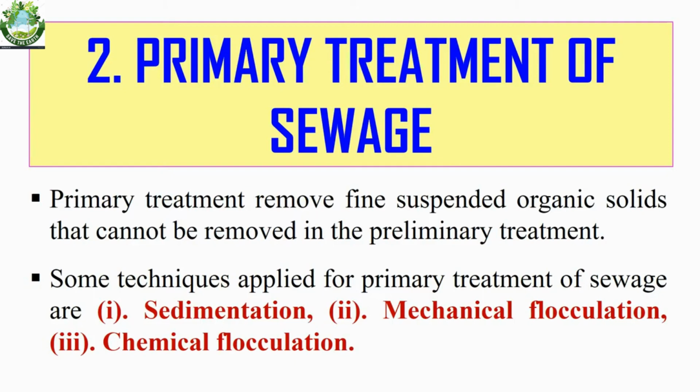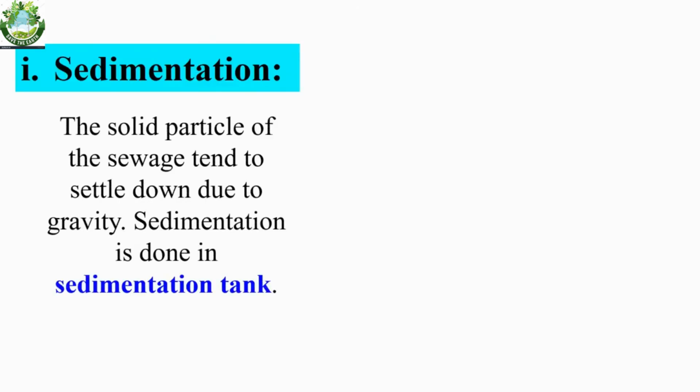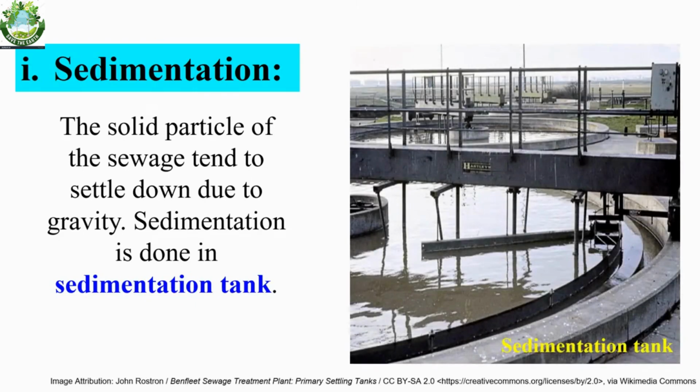So let's discuss them. First, sedimentation. As the name indicates, here the sewage water is allowed to stand in a pot or in a ditch, and then due to gravity the solid particles settle down. The tank used for this purpose is known as the sedimentation tank, and the solid particles settle down at the bottom. The process of sedimentation is influenced by the size, shape and specific gravity of the particles, besides the viscosity and flow velocity of the sewage. So sedimentation is simply holding the sewage water for some time, and the solid particles settle down due to gravitational forces.